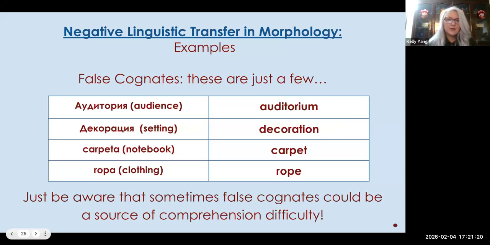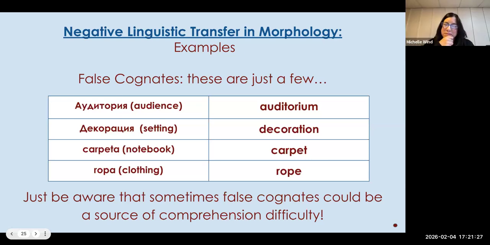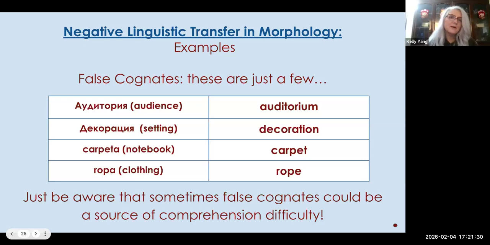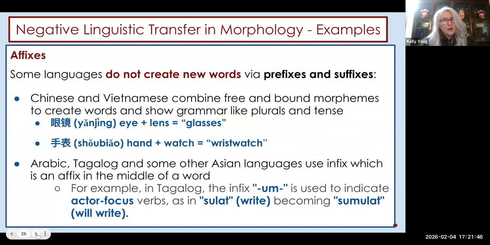Right. So then, of course, there are false cognates, and we just need to be aware of that. Not every word that sounds the same in another language is going to have the same meaning. So when we're doing this kind of work, it is good to just do a little bit of research before you're teaching, and just to be aware of that. Let's see. What's some other negative things? Some languages do not create new words with prefixes and suffixes.